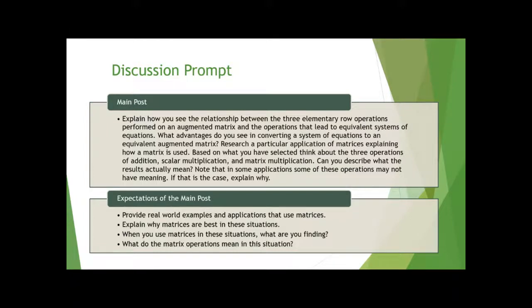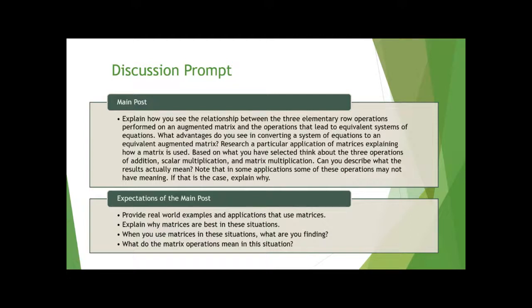So there's a lot going on here. I've tried to break it down into 4 things that I'm really looking at. Provide a real world example and applications where matrices are used. Explain why matrices are best in these situations. When you use matrices, what are your results? What are your findings? Like, what are the answers that you're getting? And then what do the matrix operations mean in this situation? What kind of information do they give you? Do they give you something useful?